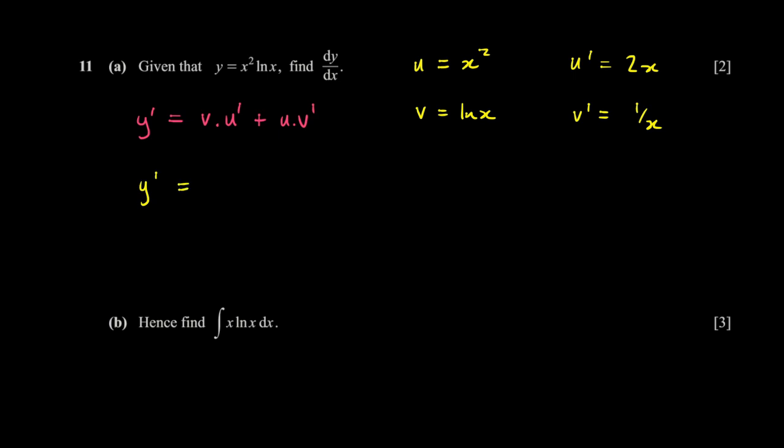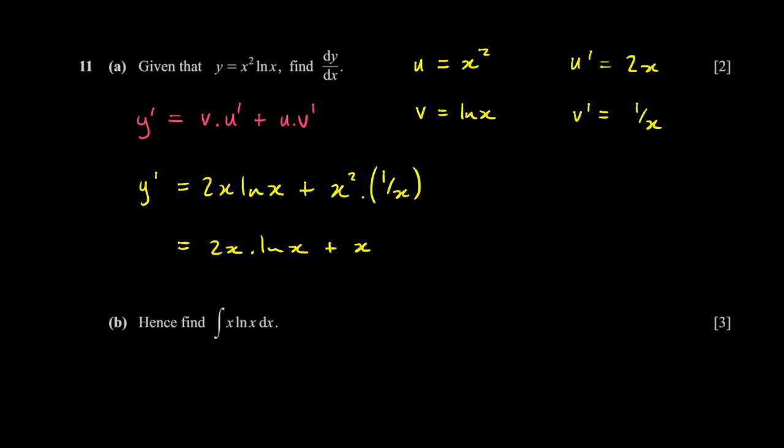So we're going to get v times du, so 2x ln x, plus u dv, so x squared times 1 upon x, and that is equal to 2x ln x plus x. Whenever you're doing this, always make your working super clear. In case you make a small error, the examiner can award you the method marks appropriately.